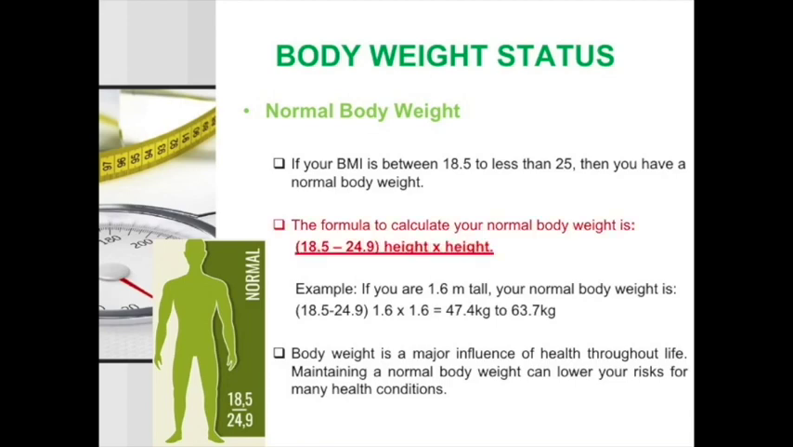The formula to calculate your normal body weight is the minimum number of normal BMI to the maximum number of normal BMI, then multiply it with your height squared. For example, if you are 1.6 meters tall, then your normal body weight should fall within a range of 47.4 kilograms to 63.7 kilograms. The weight results from 18.5, the minimum number of normal BMI, to 24.9, the maximum number of normal BMI, then multiplied by 1.6 times 1.6, your height squared.